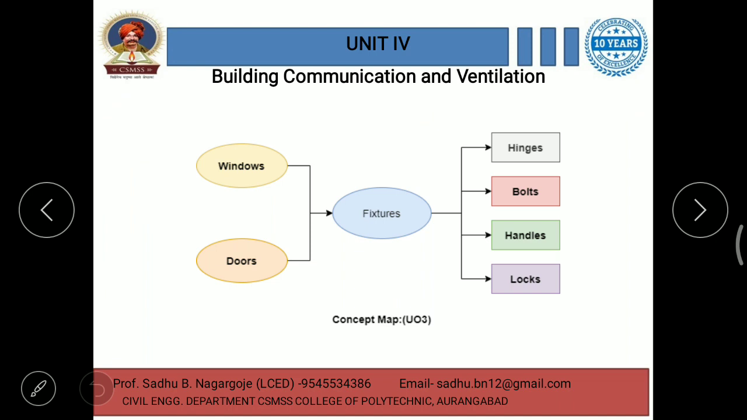Then the next point is the concept map of features and fastenings for doors and windows. First of all, doors and windows need to be fastened or fixed with features. For that, the types of features and fastenings are basically four types: hinges, bolts, handles, and locks. These four types are used as features and fastenings for the doors as well as windows. This is the concept map of these features and fastenings.